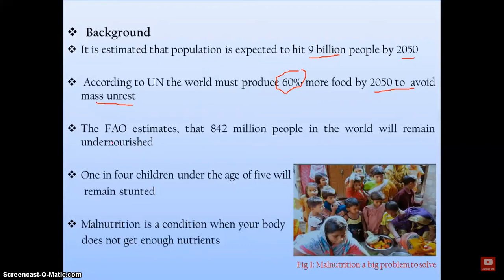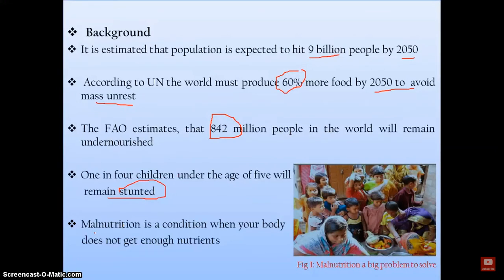And another statistic, the FAO, Food and Agriculture Organization, estimates that 842 million people in the world will remain undernourished. 1 in 4 children under the age of 5 will remain stunted. So this is a very serious issue in providing the basic health needs to each and every individual, especially children.